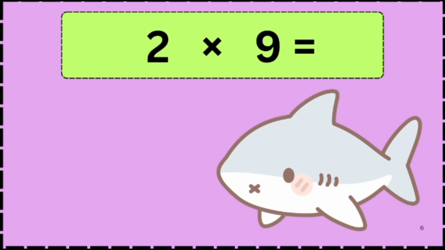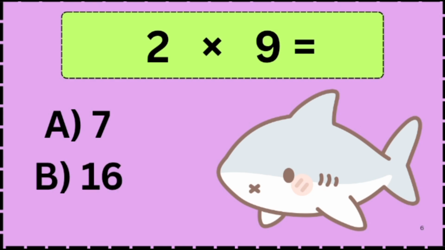2 times 9 is equal to A 7, B 16, C 18. The answer is C 18.